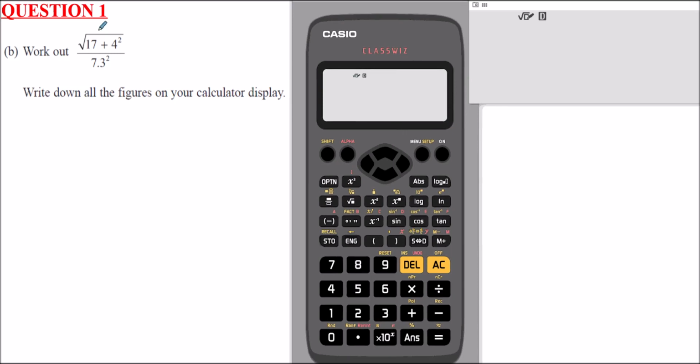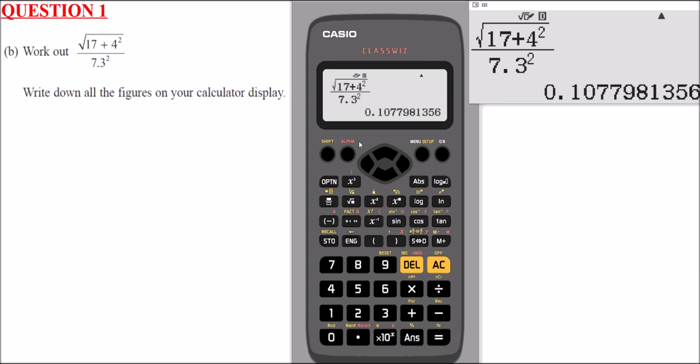So my advice would be to type in the question exactly as it looks in the paper. So it's got a fraction, so press your fraction button. We've got a square root symbol, so type in your square root symbol. Then 17 plus 4 squared, toggle down, and type 7.3 squared. Then press equals, and do as the question says, write down all these figures.